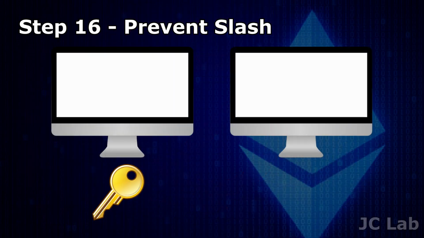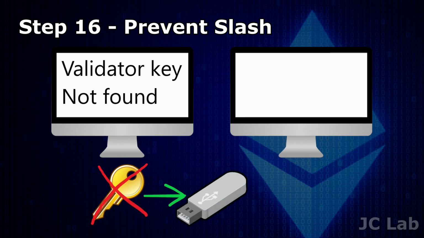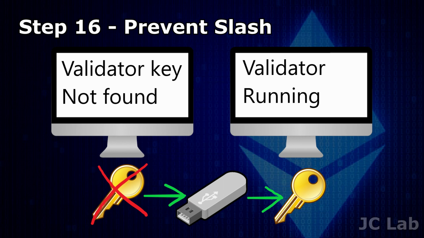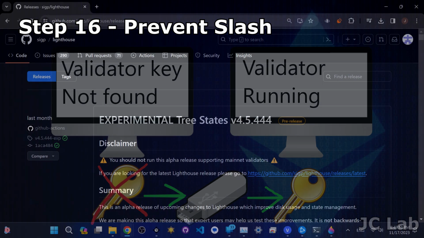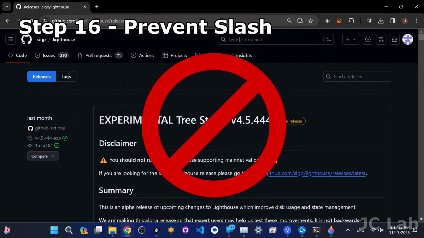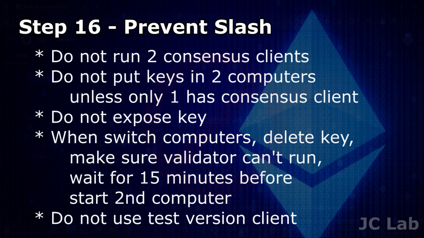If you have to switch computers, delete the validator key on the first computer, delete all copies in the consensus client's folder, make sure the validator can't run. Wait for 15 minutes before starting the validator on the second computer. Finally, never use a test version of client software. If you follow these rules, the chance of getting slashed is practically zero.